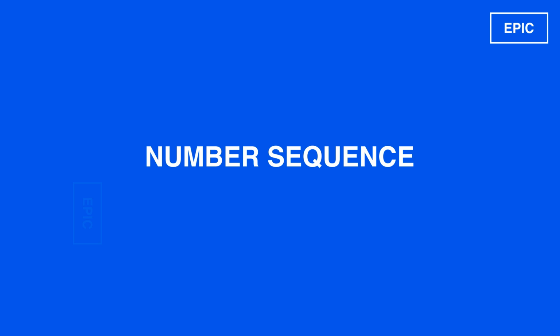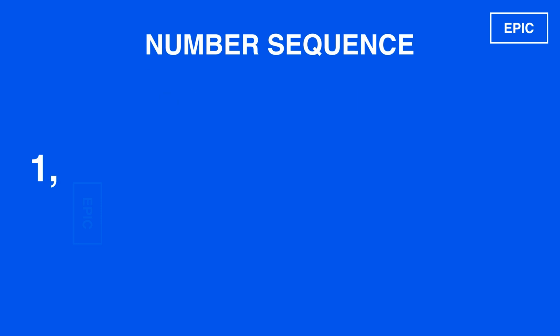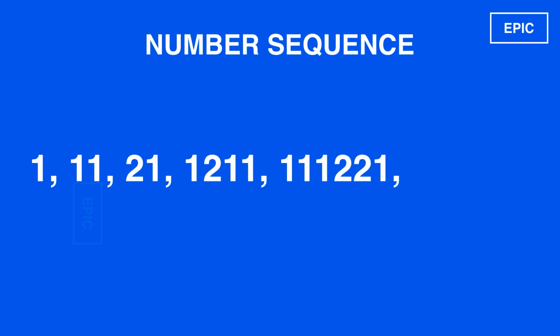This sequence puzzle was asked in the Aptitude test for Google. It is a popular puzzle and has been asked in many other top interviews. So, here is the sequence. 1, 1, 1, 2, 1, 1, 2, 1, 1, 1, 1, 1, 2, 2, 1. What is the next number?